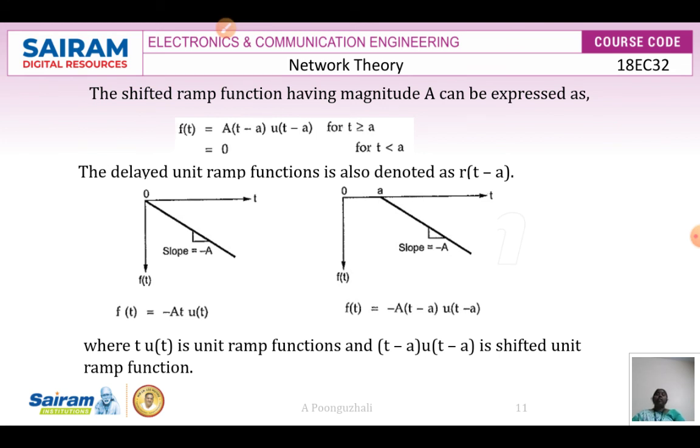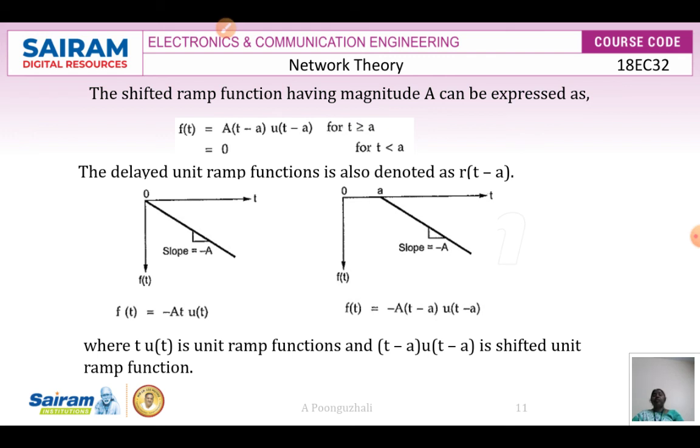The shifted ramp function, which has a magnitude of a, can be expressed as follows. For example, if it is shifted by a, we write f of t is equal to a into t minus a into u of t minus a for t greater than or equal to a. It is equal to 0 for t less than a. The delayed unit ramp function can also be denoted as r of t minus a.